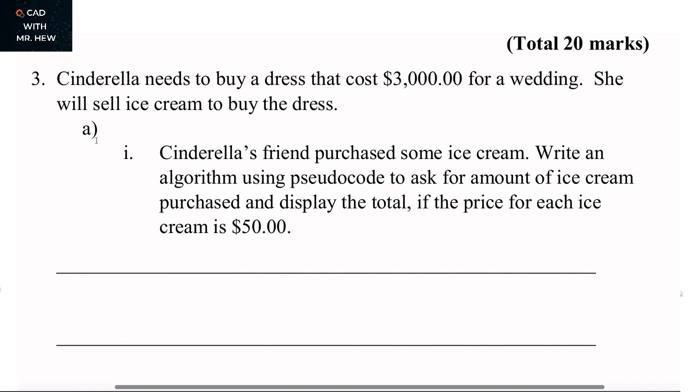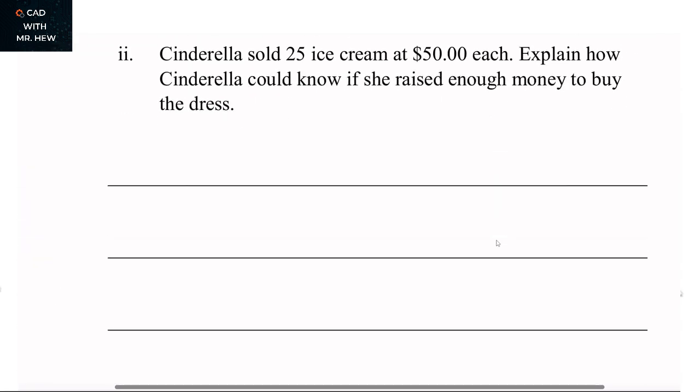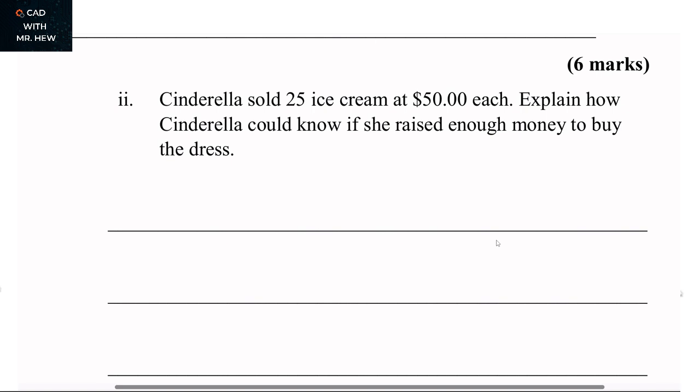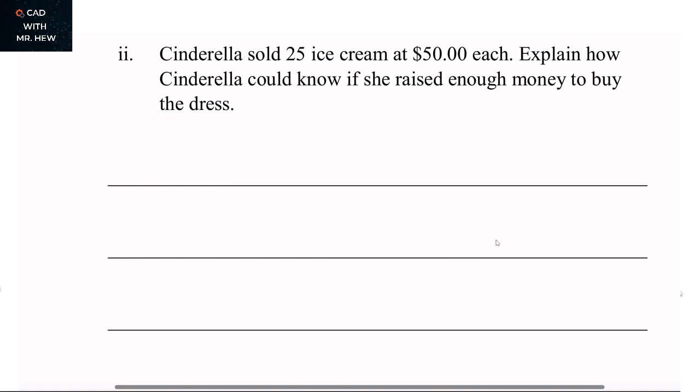Question 3A1. Cinderella's friend purchased some ice cream. Write an algorithm using pseudocode to ask for the amount of ice cream purchased and display the total if the price for each ice cream is $50. This question was worth 6 marks.